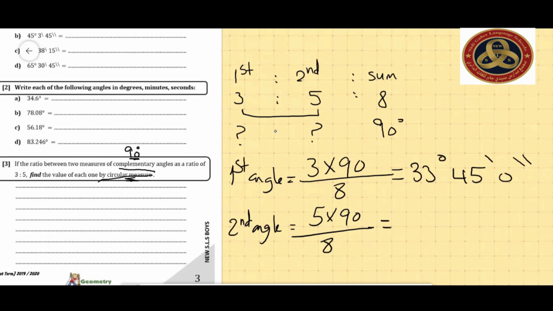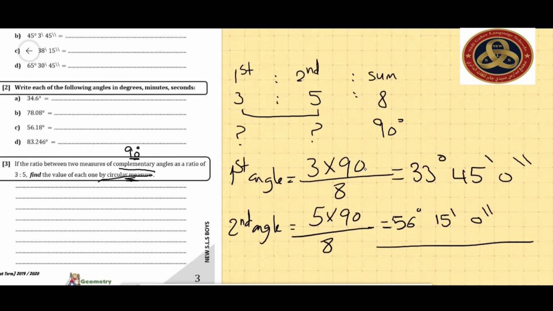The first one will be 33 degrees and 45 minutes and 0 seconds. Excellent. The second one, who can calculate the second angle? Second angle, 5 times 90 over 8, by the same way. Okay? Who can tell me the measure? Excellent. It will be 56 degrees, right? And 15 minutes and 0 seconds. Excellent.